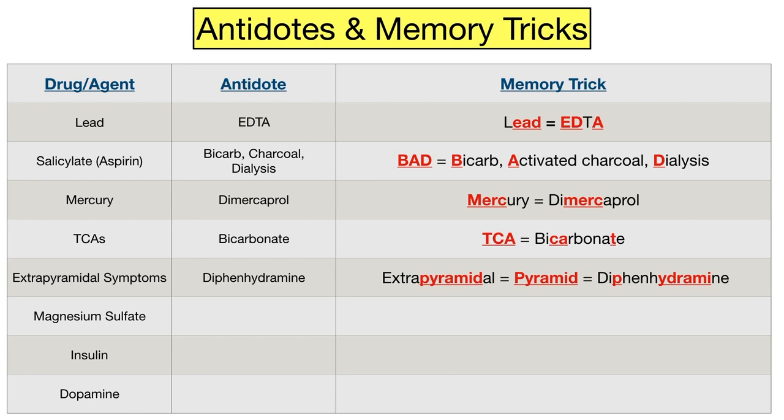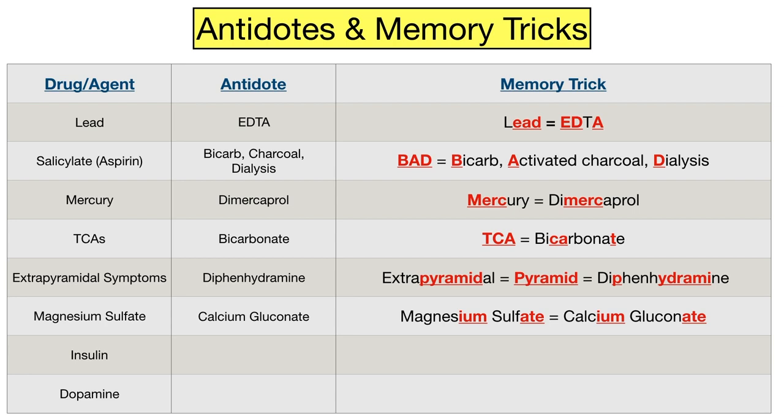Next, we have magnesium sulfate. The antidote for magnesium toxicity is calcium gluconate. This is easy to remember because magnesium and calcium end in the same letters and rhyme, and sulfate and gluconate end in the same letters and rhyme.